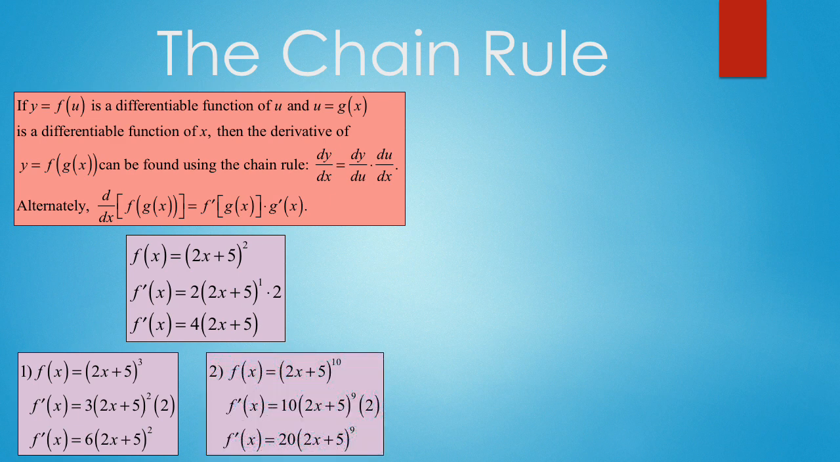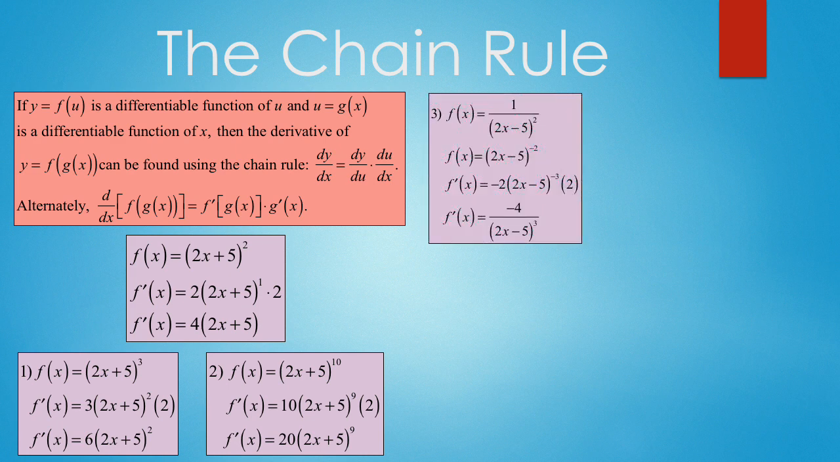The power of the chain rule really shows on f(x) equals (2x plus 5) to the 10th power. There's no way we would ever want to multiply that expression out. However, the derivative is 10 times 2x plus 5, reduced now to the 9th power, again multiplied by the derivative of 2x plus 5, which is 2. So our final answer is 20 times (2x plus 5) to the 9th power.